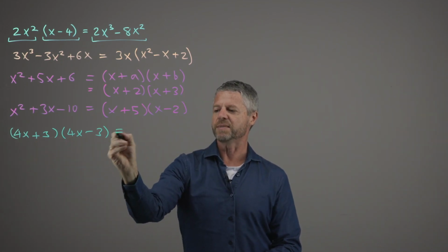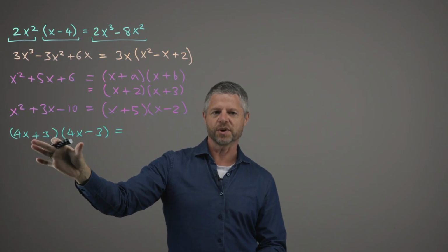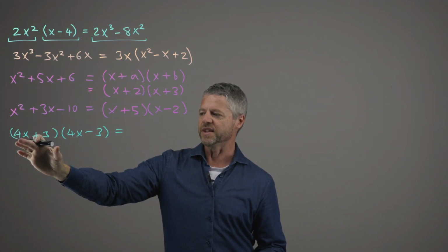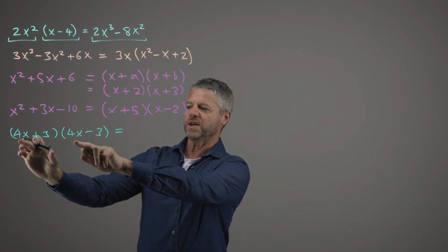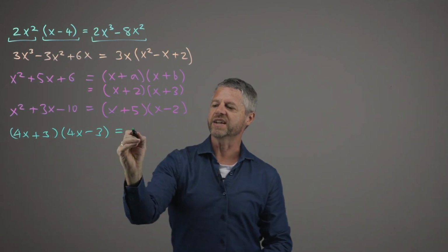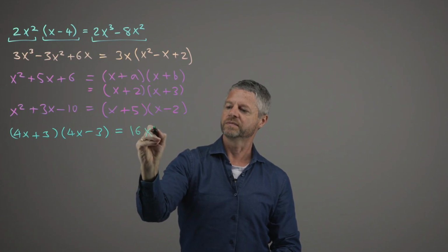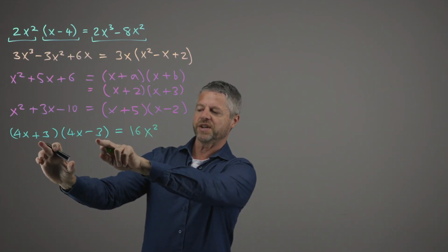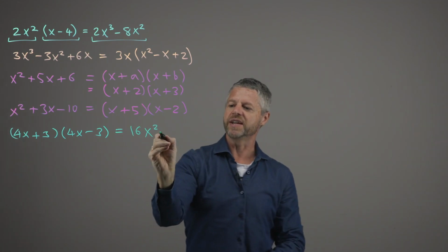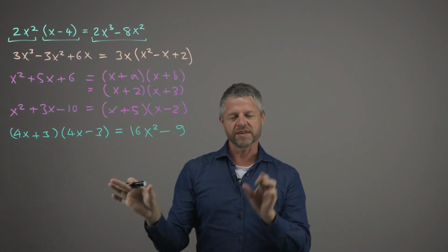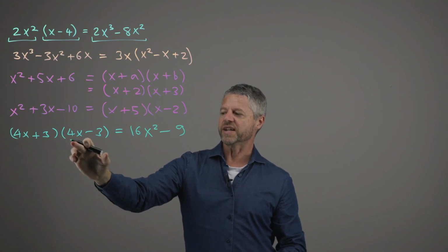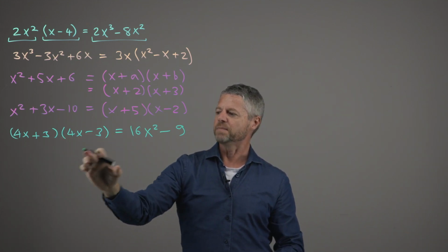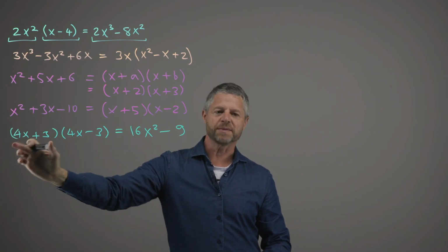And what was interesting about multiplying these two polynomials is that we get the partial product from multiplying 4x and 4x. And then we get the partial product from multiplying plus 3 and minus 3. But the other two partial products cancel each other out, because we've got plus 12x from multiplying these two and minus 12x from multiplying these two.